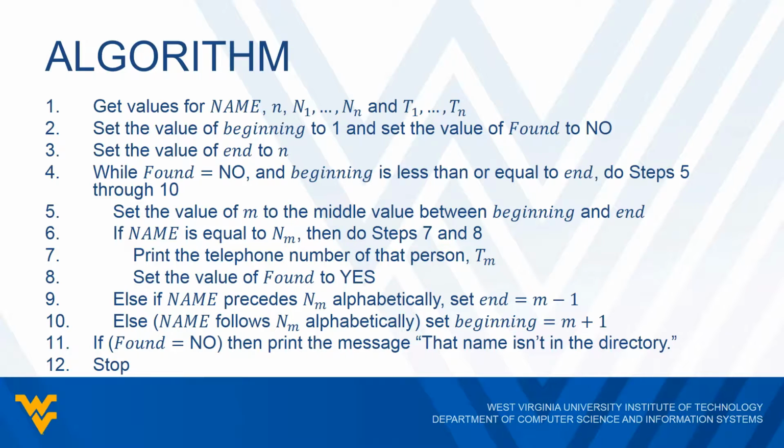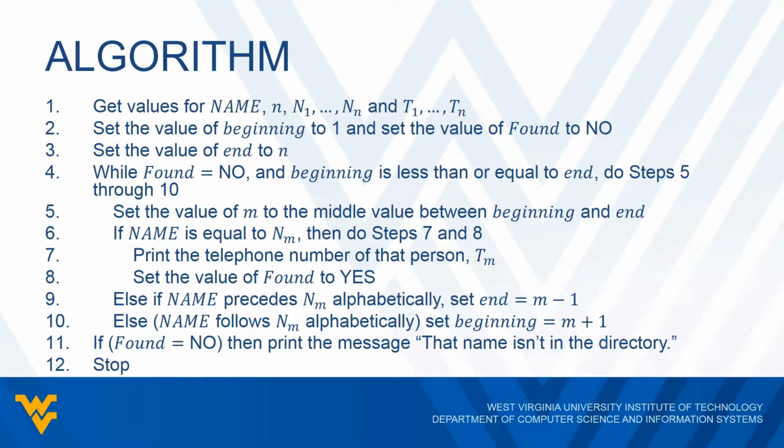So as long as found is no, so as long as we haven't found the person, and beginning is less than or equal to end, because the way we're going to do this is we're going to change beginning and end, and it's possible that those two values cross over. So if we cross over, then that means we haven't found the person we're looking for, and we've exhausted the list pretty much. So as long as these things haven't happened, then we're going to go through steps 5 through 10. So we're going to get the middle value. We're going to set a value m to the middle value that's between beginning and end.